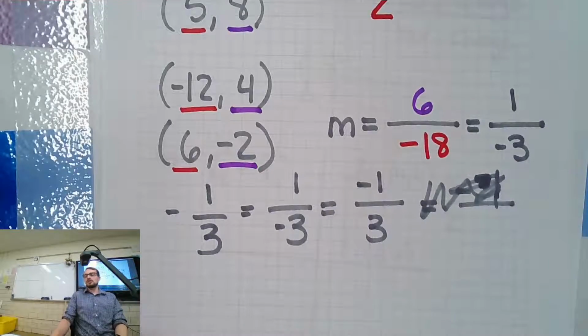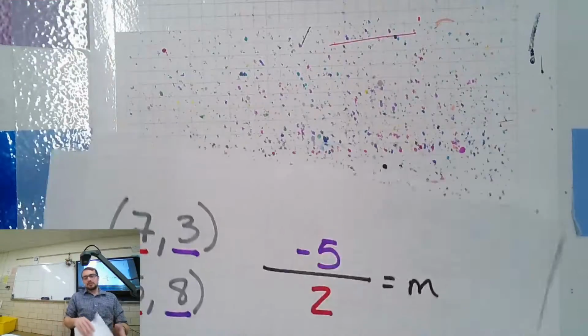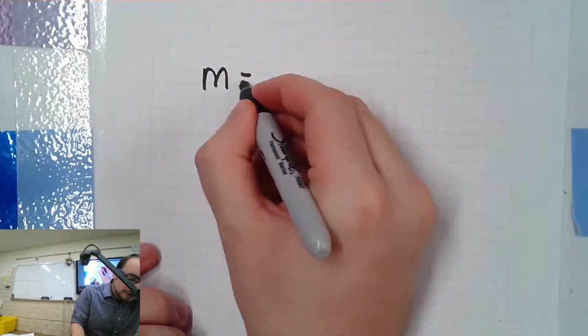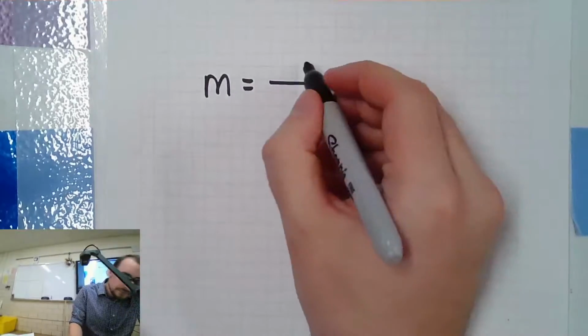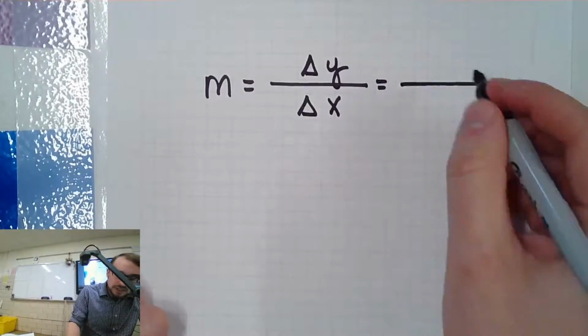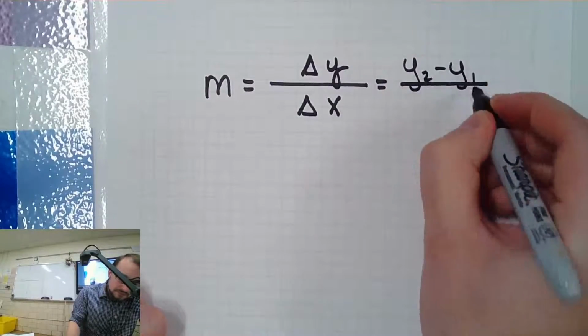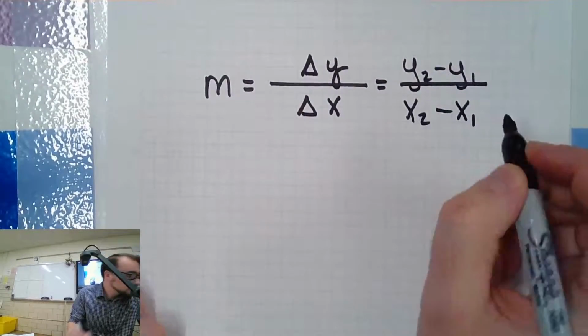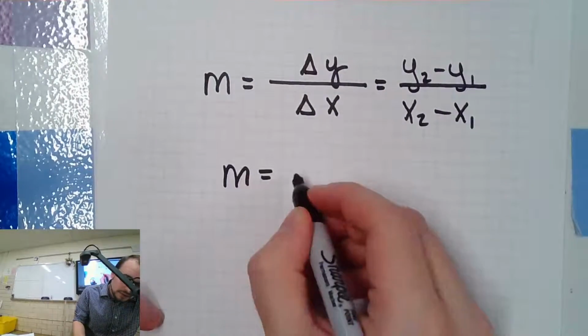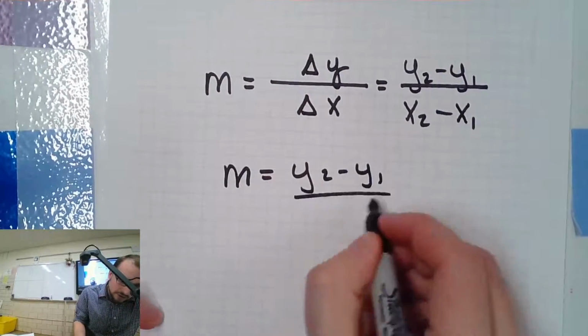Do we feel comfortable with slope and slope formula? Wonderful, I got something new to show you. Here's slope formula, you just said it, right? It's the change in y over the change in x, right? Which we know just means this, right? So we know that slope equals y2 minus y1 over x2 minus x1.